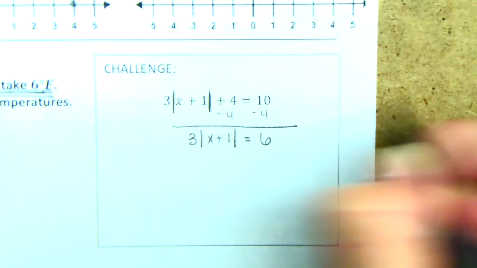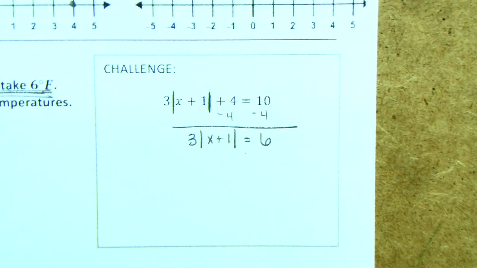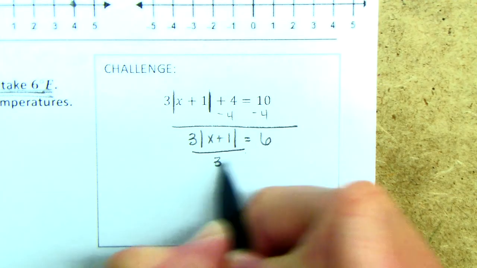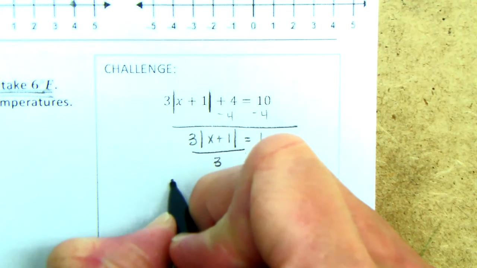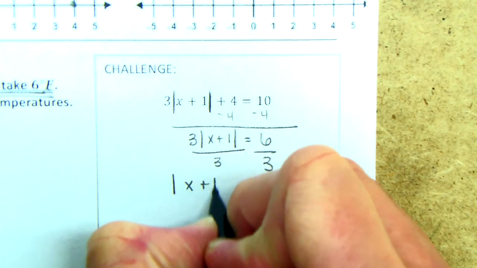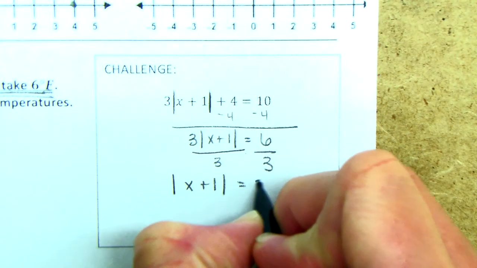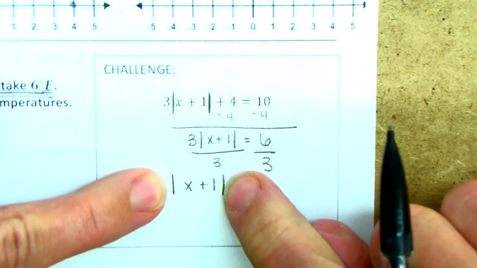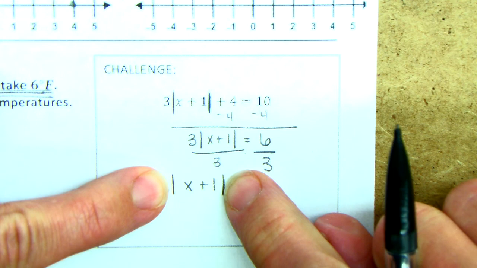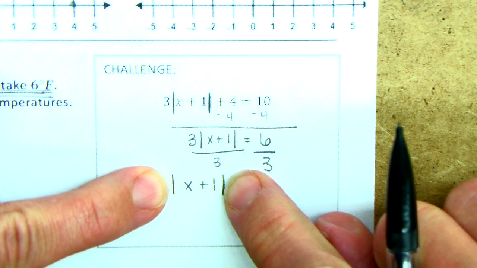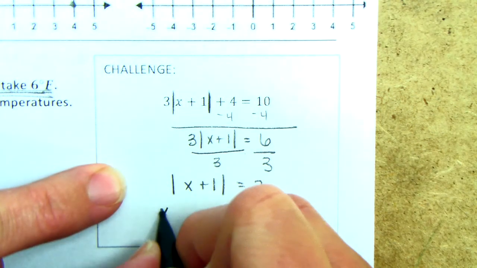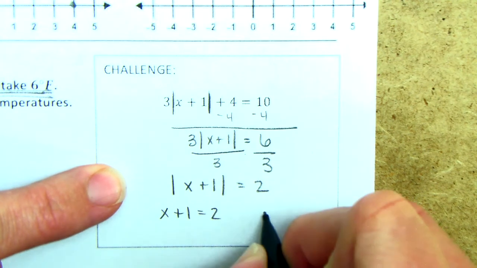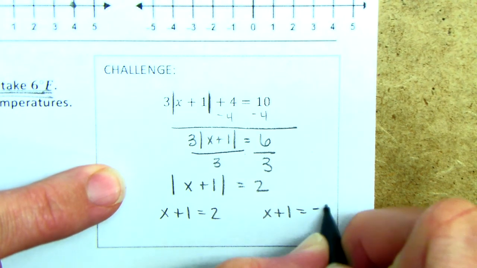So now we got the absolute value of x plus 1 times 3 equals 6. Then we are going to divide by 3. So we just have x plus 1 in the absolute value equals 2. Now we know that this value right in here either gave you a positive 2 or negative 2. And you can write your two equations. X plus 1 equals 2, or x plus 1 equals negative 2.